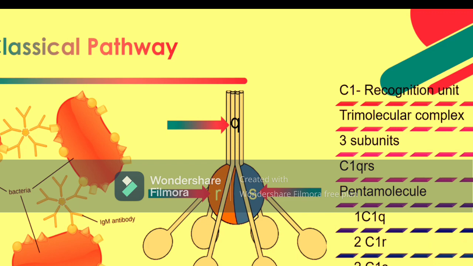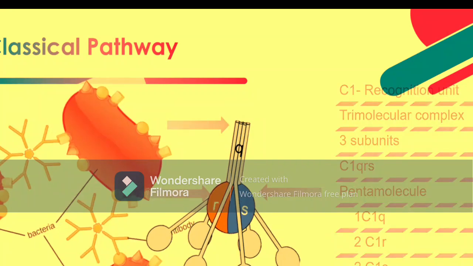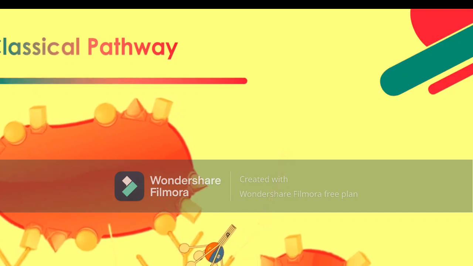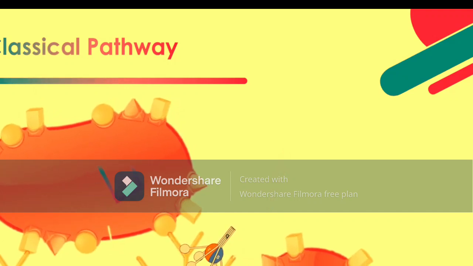The activation of the classical pathway starts with the presence of an antigen and antibody complex. The first component of the classical pathway is C1. This is the recognition unit of the classical pathway, which is a macromolecule held by calcium. It is a trimolecular complex with three subunits called C1q, C1r, and C1s. C1 appears as six groups held together on slender shafts that fuse into a common base. It is also considered a pentamolecule because it consists of a single C1q, two C1r, and two C1s molecules.